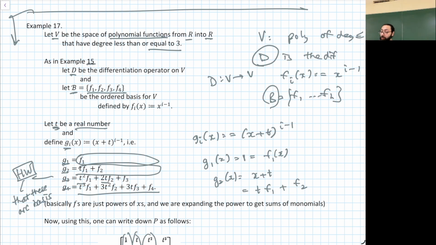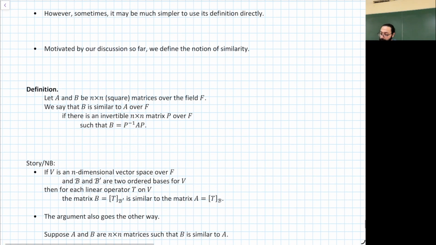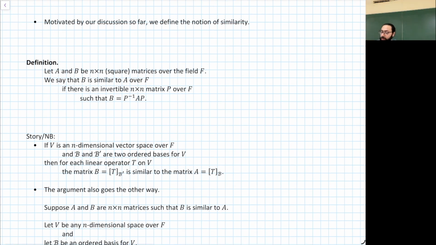Okay, so the question was, we did not prove that G1 to G4 is actually a basis. That is not too difficult to see, because G4 is degree 3, G3 is degree 2, and so on. So they are essentially linearly independent. And they obviously span the space, because once you have all the powers of x, you can span all the polynomials.